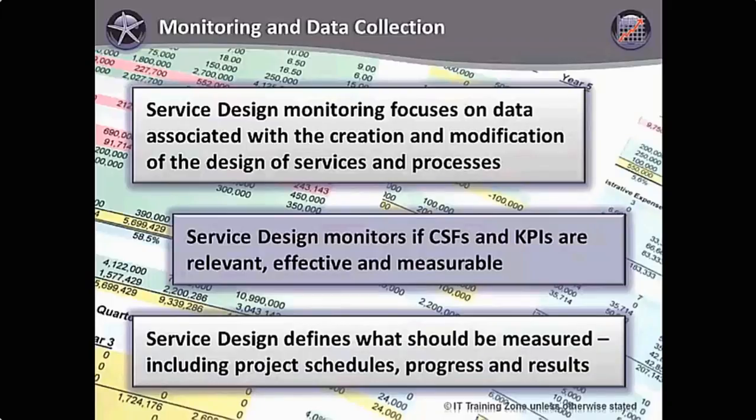Within service design, monitoring focuses on gathering data associated with the creation and modification of the design of services and processes. Service design will monitor whether the critical success factors and key performance indicators that were defined during business requirements gathering are relevant, effective, and can be measured. Service design defines what should be measured. This includes monitoring project schedules, progress towards project milestones, and project results against goals and objectives.